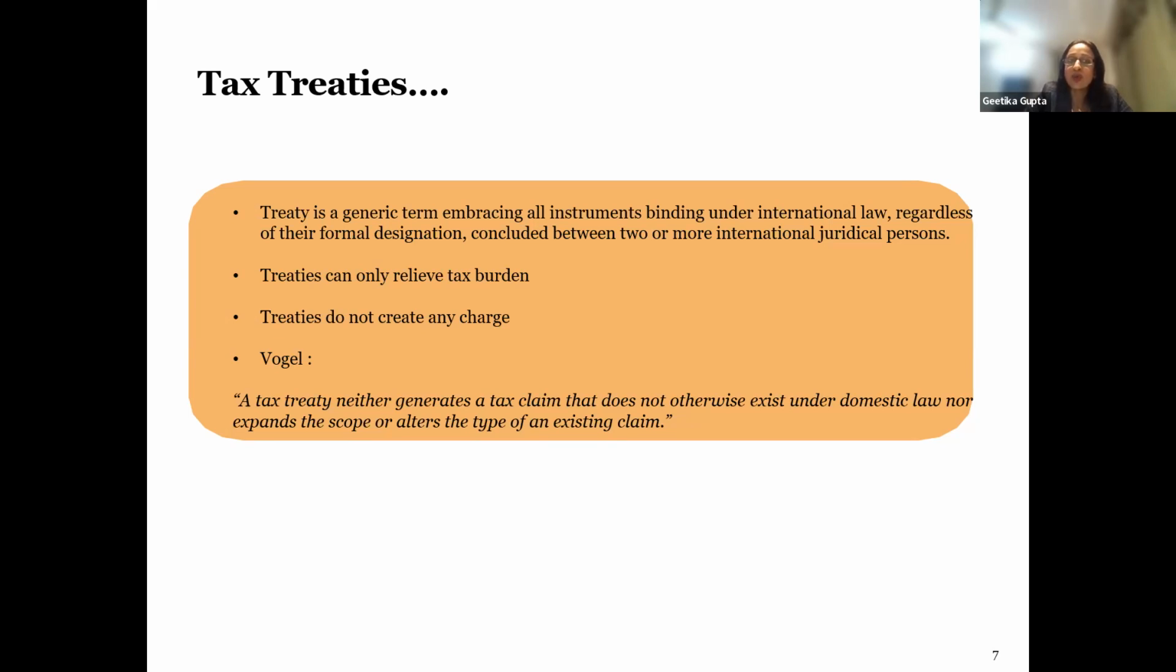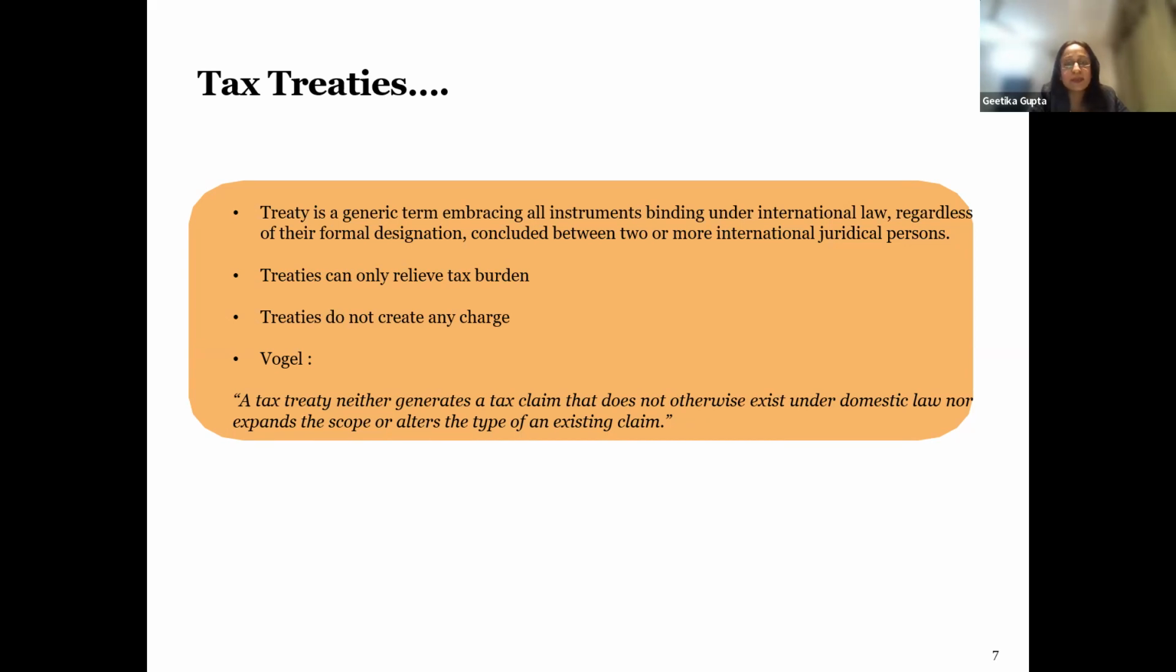Again, it's very important to understand that treaties can relieve only tax burden. They do not create a charge. And this has also been mentioned by a renowned tax commentator, that a tax treaty neither generates a tax claim that does not otherwise exist under the domestic law, nor expands the scope. So many times a question comes: in case domestic tax law is more favorable and the tax treaty is creating a charge, what do we do? Is it that the income needs to be taxed?